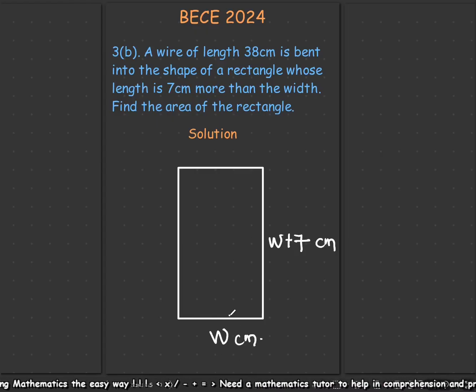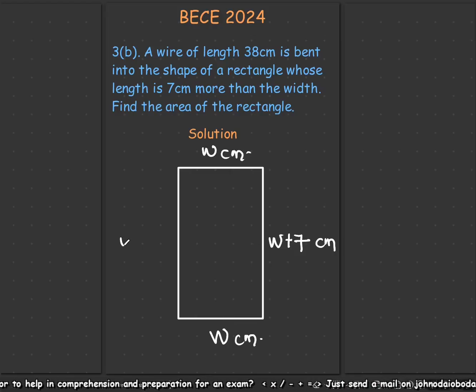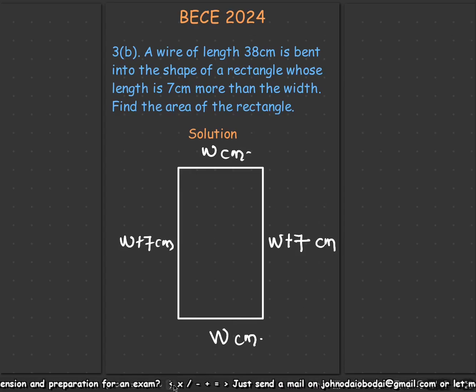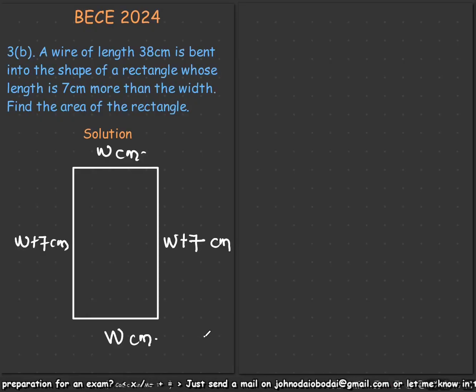So the width is W centimeters. We don't know it, so let's just use W. Then the length here is W plus 7. And we know opposite sides of a rectangle are the same. So this side is also W centimeters, and this is W plus 7 centimeters. Now, how do we solve to get our W?